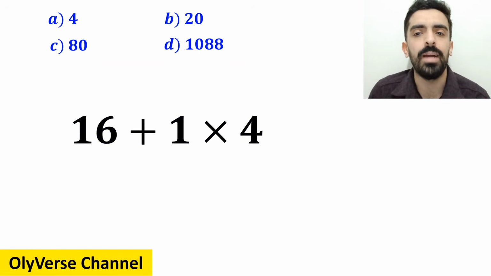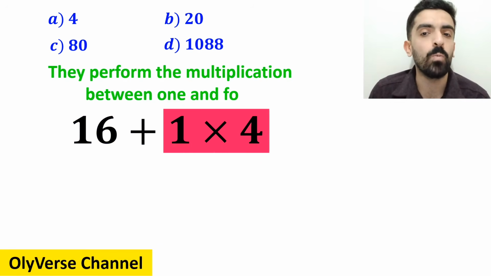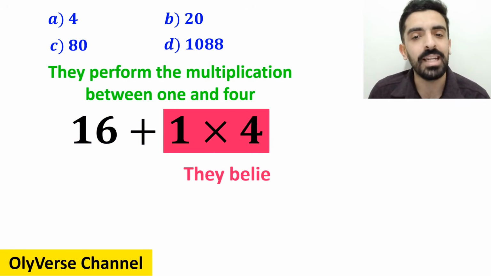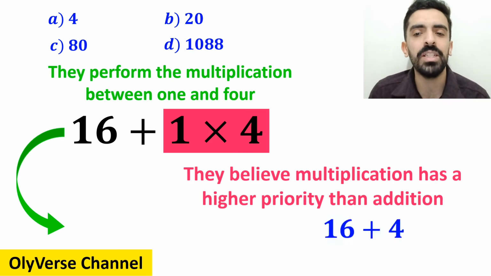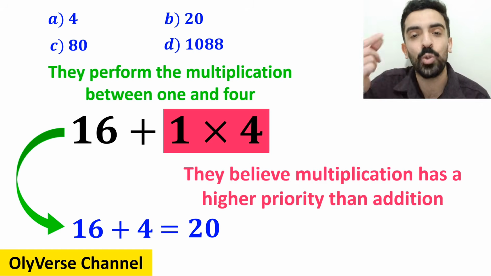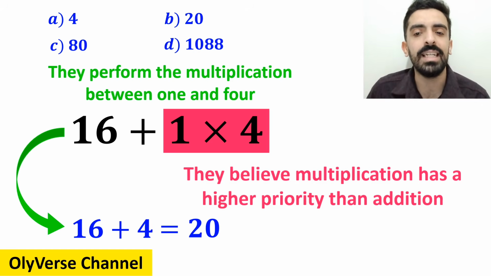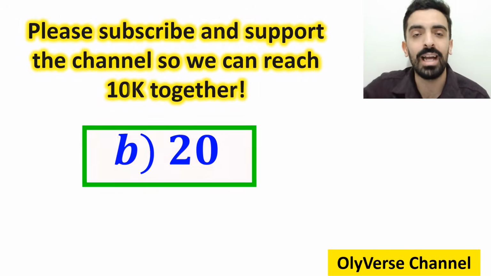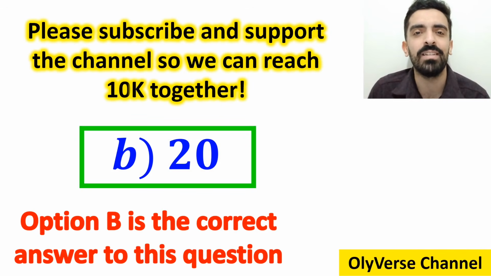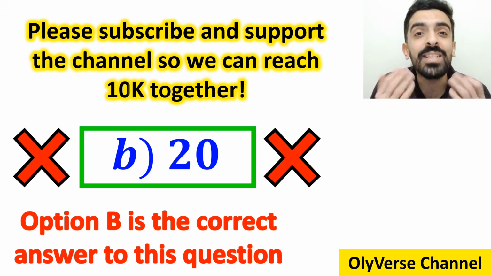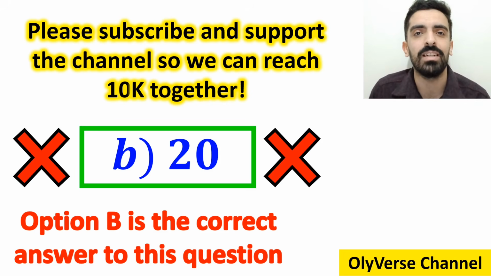In the final step, they perform the multiplication between 1 and 4 because they believe multiplication has a higher priority than addition. And this expression simplifies to 16 plus 4, which ultimately gives them the answer 20. And immediately, they conclude that option B is the correct answer to this question. However, it's not the correct answer to this question.